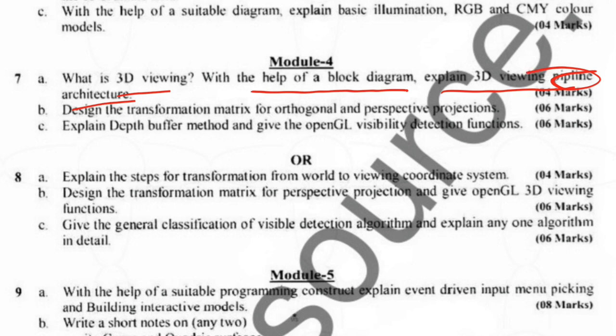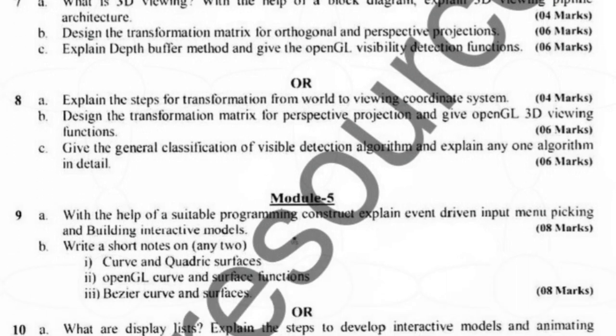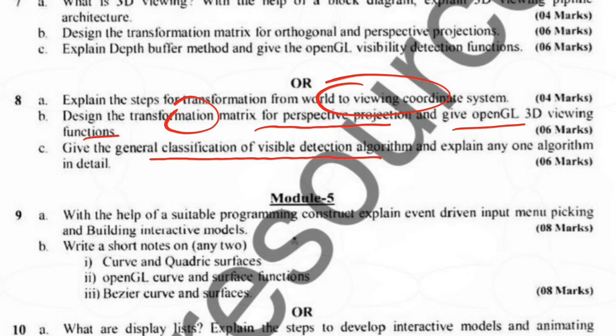So the pipeline is asked once, and the transformation matrix for the orthogonal and perspective projections, the topic which I told you. Differentiate between the orthogonal and perspective, right? So that is the important one. Then the depth buffer method, and the OpenGL visibility detection function, the last topics. Explain the steps for transformation from world to viewing coordinate system, the transformation matrix for perspective projection, and the OpenGL 3D functions. Give the general classification of visible detection algorithms. Explain one algorithm in detail.